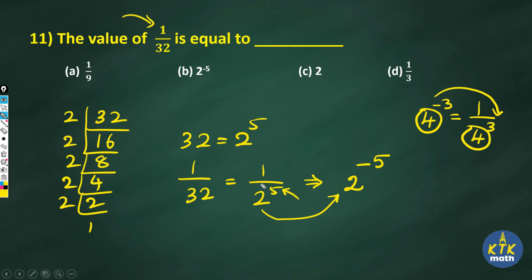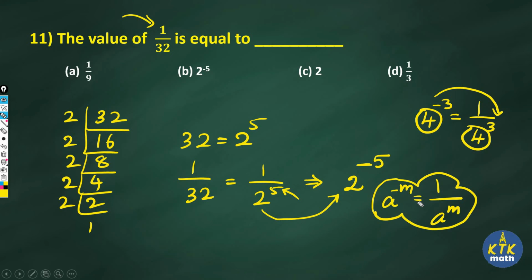So when you are shifting this 1 by 2 to the numerator, just 2, make sure the sign gets changed. The rule we are applying is a power negative m is equal to 1 by a power m. This is called the negative exponent rule of laws of exponents. Have this in mind: whenever your power is a negative number, it comes under the reciprocal of the given base. Is that clear? So what is the answer for this question? Option B, 2 power negative 5 is the answer. I hope you got this one. Now let's move on to the 12th question.